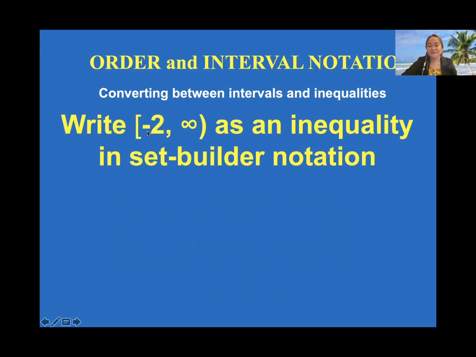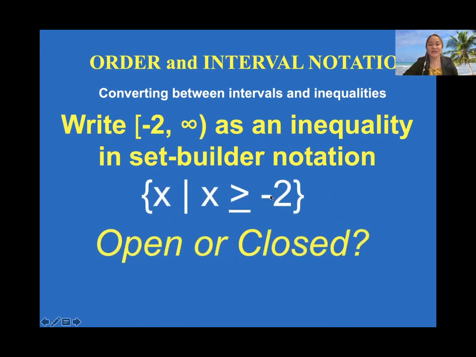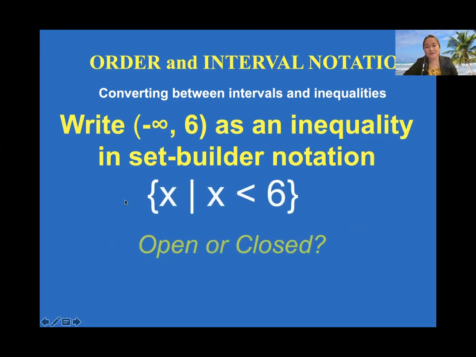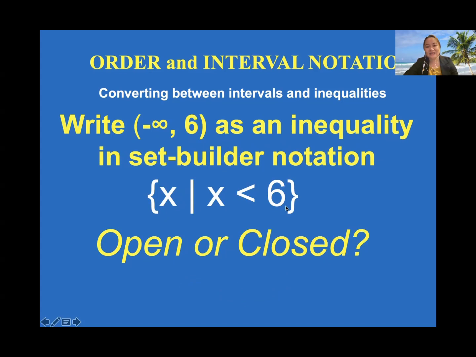Another one. Write negative 2 closed to positive infinity as an inequality in set builder notation. X such that x is greater than or equal to negative 2. Is this open or closed? Of course, this is closed but unbounded. Another one, negative infinity to 6. How are you going to write it in inequality form, set builder notation? X such that x is less than 6. Is this open or closed?